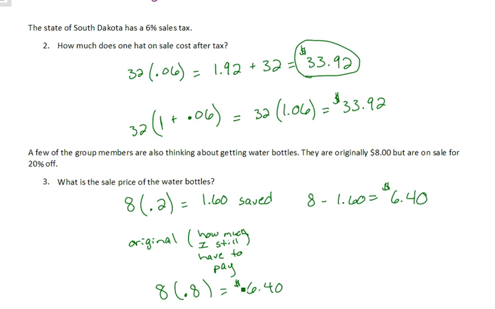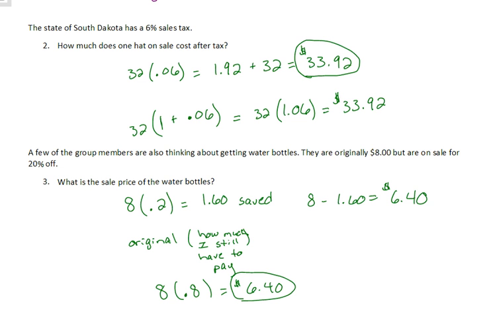Okay, so again, a nice little tip and trick. Instead of having two steps there, I just did a quick little computation, 100% minus 20%. I still have to pay 80% of that water bottle. So I've got a grand total of $6.40. Okay, 3 nice little quick ways to get the answer effectively.